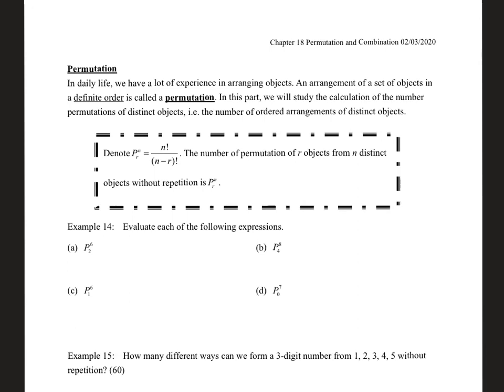And now we start with permutation first. Permutation is about the arrangement of a set of objects with definite order. What do we mean by definite order? That means, just simply call it with order, because later on we will talk about combination, which is without order.